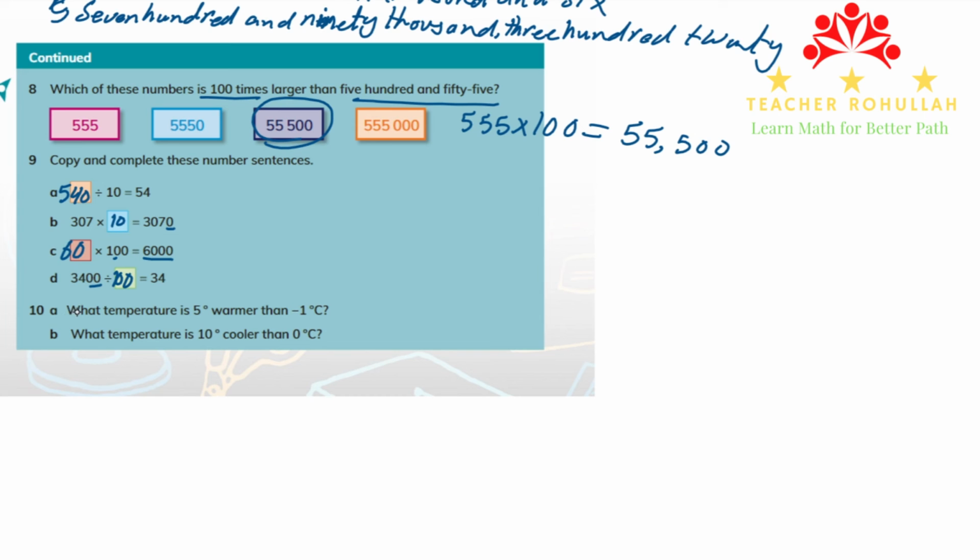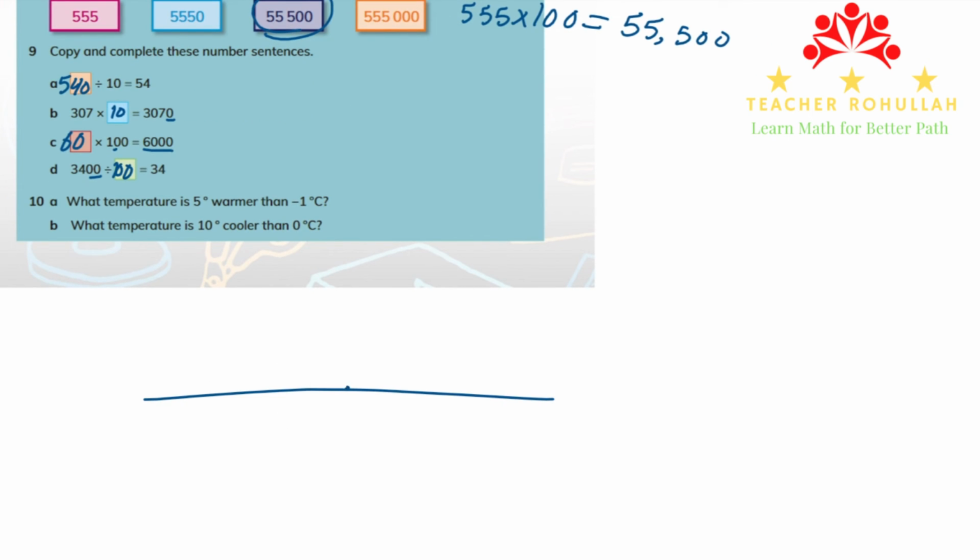And now in question 10, we have two parts. Part A says, what temperature is 5 degrees warmer than -1? And part B says, what temperature is 10 degrees cooler than 0? To solve this problem, again, I will draw a number line over here. In this number line, we have the 0 in the center, 0 degrees. And to the right, we have positive degrees, which can be 1, 2, 3, 4, 5, 6, 7. To the left, we have -1, -2, -3, -4, -5, -6. Let me extend it a bit. -7, -8, -9, and so on.